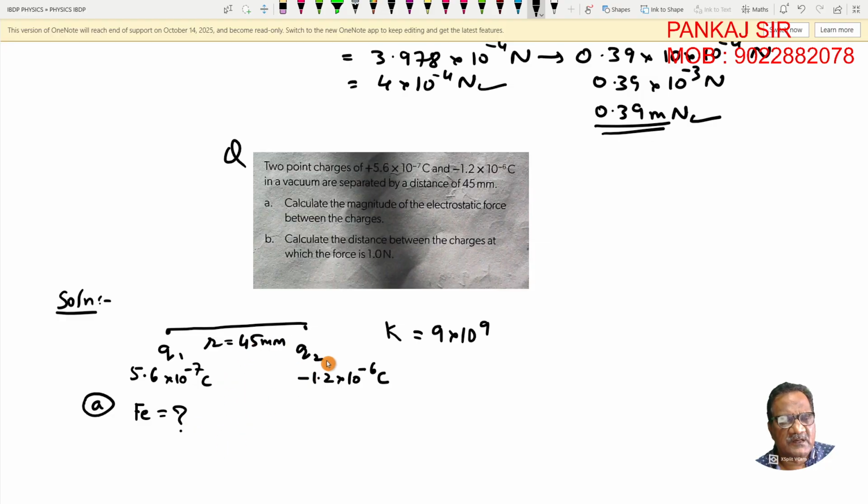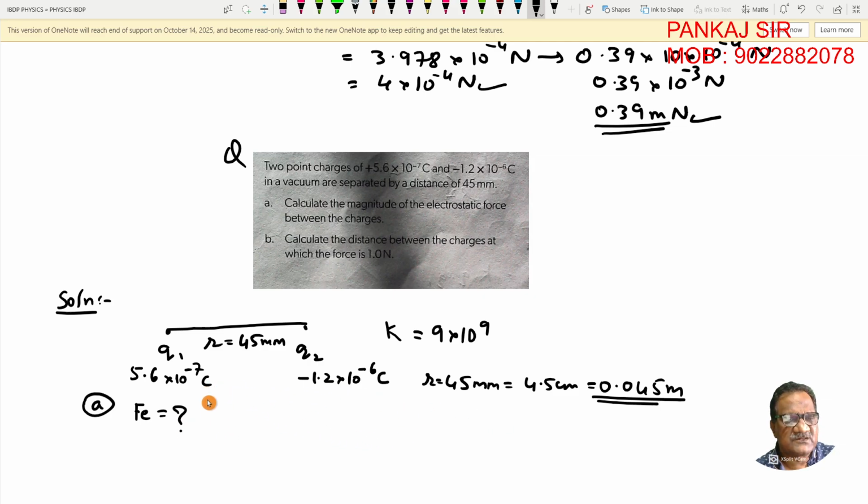So before we go for the solution, let us convert this 45 millimeter into centimeter. If I divide by 10, it will be 4.5 centimeter. So let me write this way. My r is equal to 45 millimeter, which can be written as 4.5 centimeter, which can be written as 0.045 meter. In meters, it will be 0.045, right? Rest of the things are okay. This is coulomb, this is also coulomb.